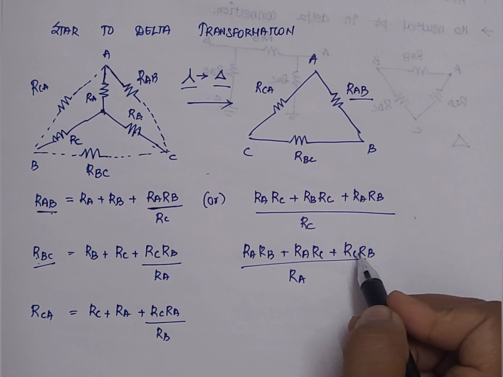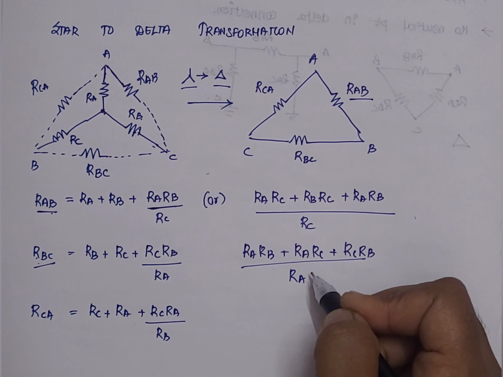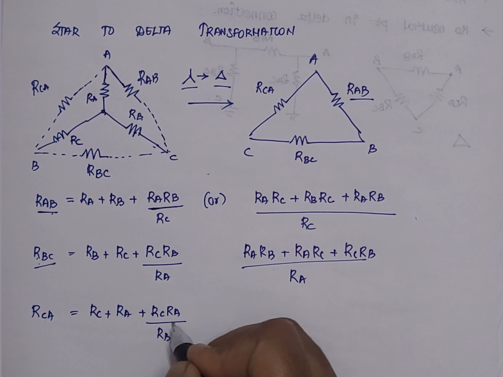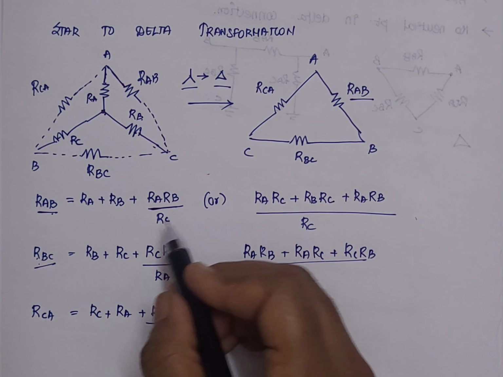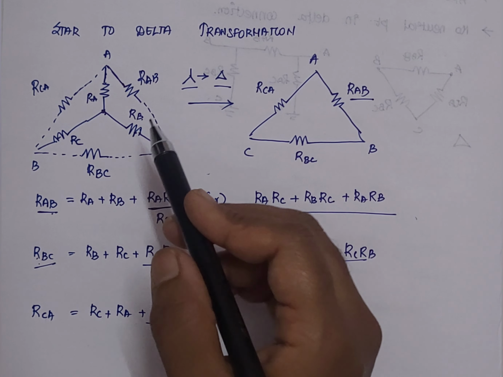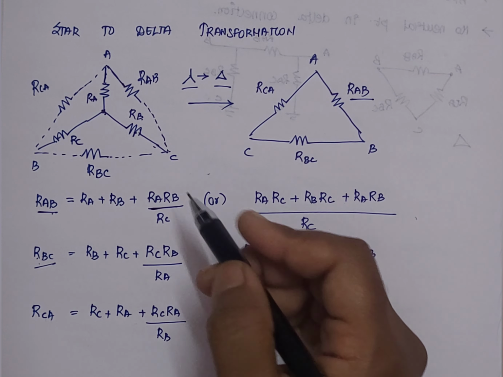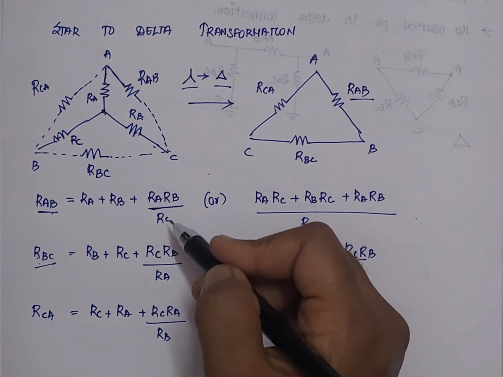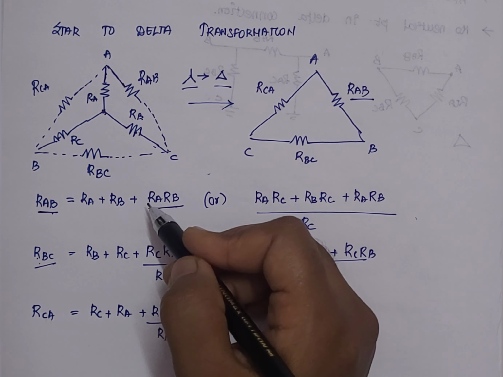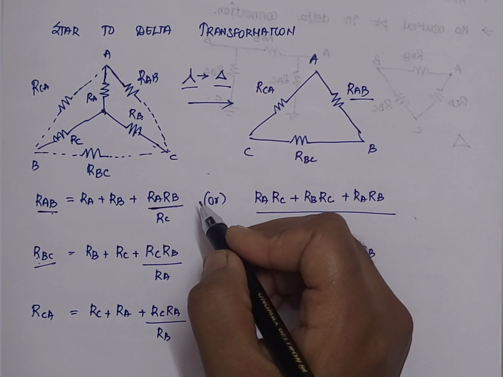So the numerator will have the same value, but the denominator alone will differ for each equation. Similarly, for RCA, it is RC plus RA plus RC into RA divided by RB. You can use any of the equations here. These equations, you will end up at them after deriving from the equivalent star network. Here we have seen the equations directly instead of solving for them. So the finalized equation is more than enough to solve any problem to convert a star to delta or delta to star. That is the reason why I have made it very simple.